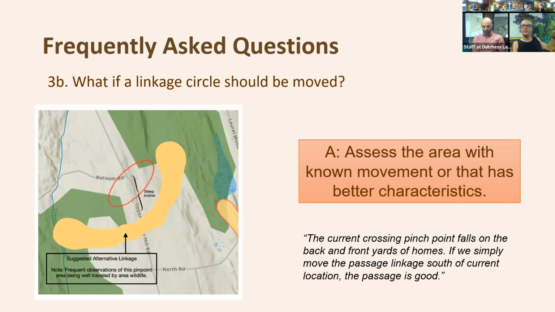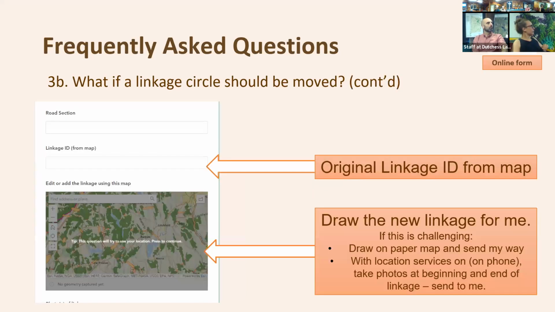And in this scenario, you're going out to an existing linkage circle, but you need to move it. Assess the area where you're moving the linkage circle to. So you can forget about where the original circle was and assess the area that you say is the better area. And in that instance, again, you can do what that volunteer did and take a screenshot and draw on the map and send that to me, or use the online form and use the interactive map to draw that new circle for me. In each of these instances, you're going to use the original linkage ID to connect to that circle, because we'll get rid of the old circle and draw the new one.